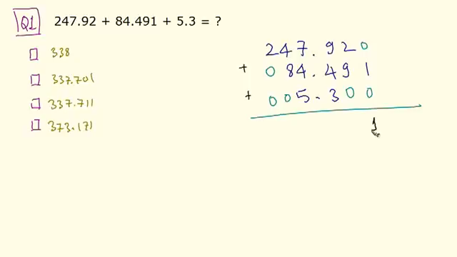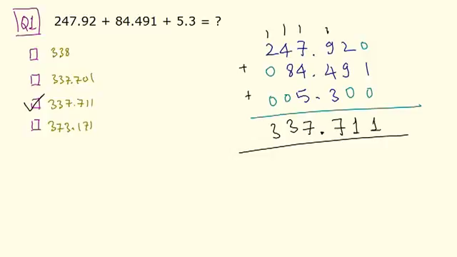So 1 plus 0 plus 0 is 1, 9 plus 2 is 11, so I have 1 carry here, 9 plus 1 is 10, 4 plus 3 is 7, so 10 plus 7 is 17, so here is 7, 1 carry, 7 plus 1 is 8, plus 4 is 12, plus 5 is 17, so again 7, 1 carry, 8 plus 1 is 9, plus 4 is 13, so 3, 1 carry, and 2 plus 1 is 3, and there's the decimal point. There you go, there's the answer, 337.711. So option C is the right answer.